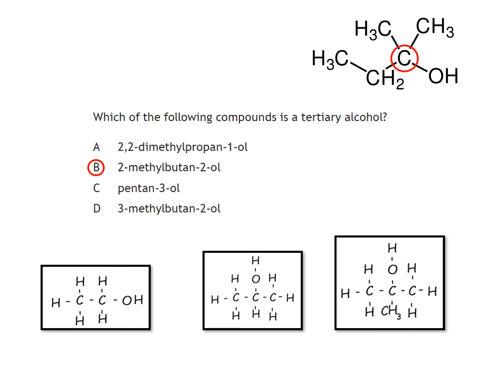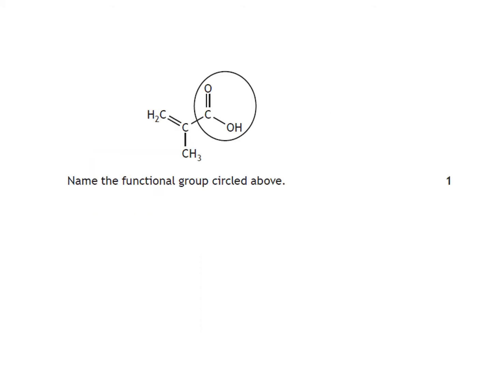And we'll come across this again later on because primary, secondary, and tertiary alcohols are important for today's lesson. But here we have an example of a primary on the left, then a secondary, then a tertiary alcohol. And it's always this carbon bonded to the hydroxyl group that you're looking for. Okay, moving on.